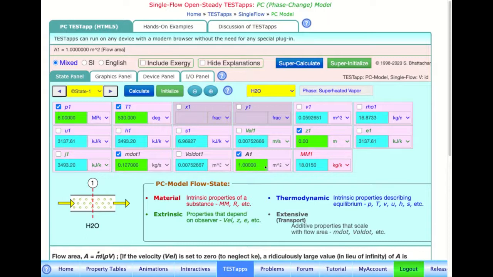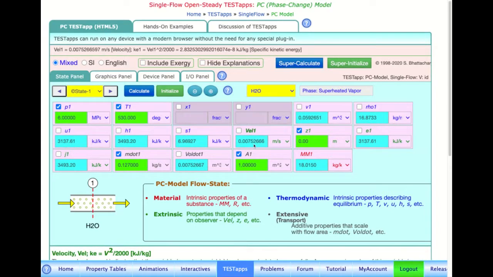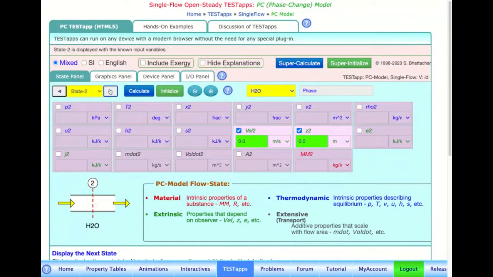And so in this particular problem, if I just say the area is 1 meter square, it calculates what the velocity has to be, because it knows the m dot, it knows the density, it knows all the thermodynamic properties. The initial state is determined. We now are interested in going to the second state.